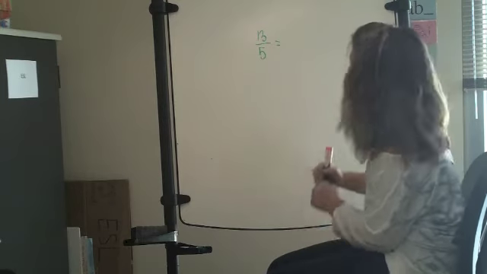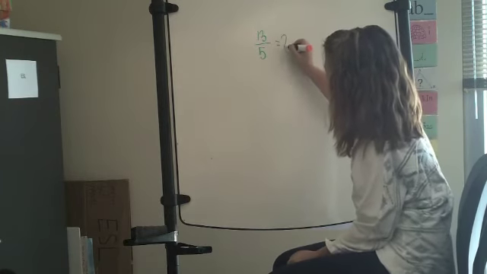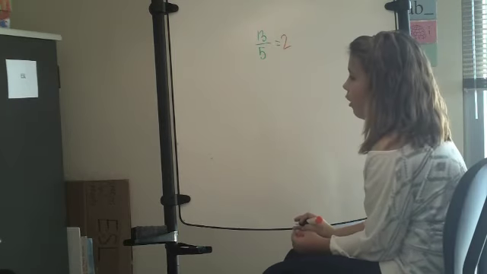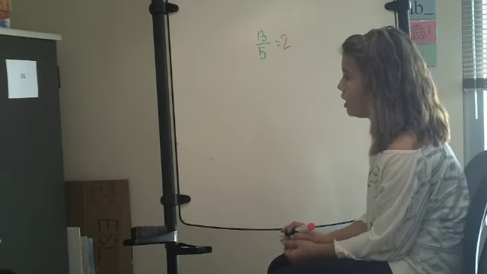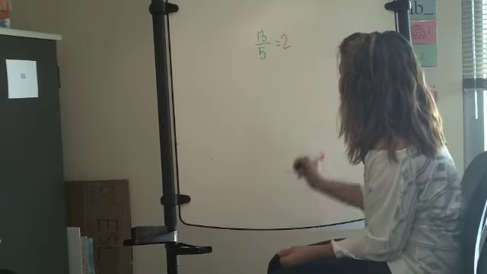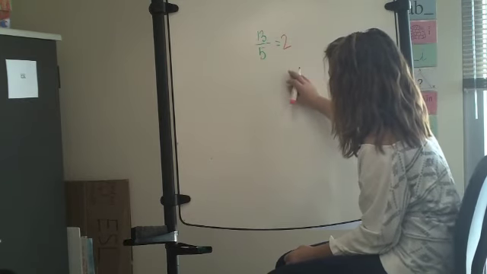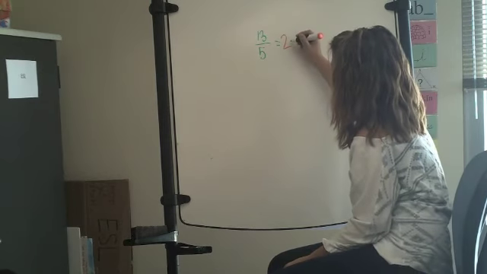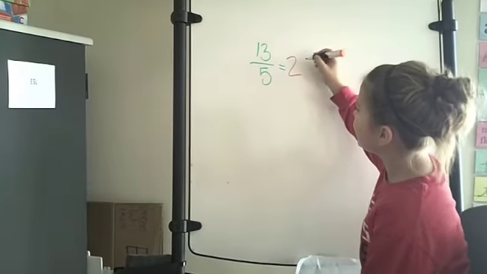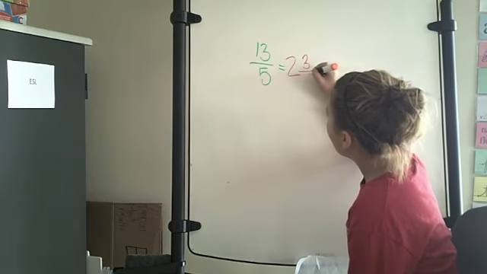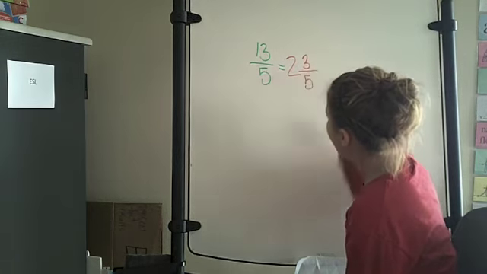So it would be 2 times. So make sure there's a 2 here, okay? Because there's 2 wholes, and then however many were left, so there were 3 left. So it would be 2 and 3 out of 5.